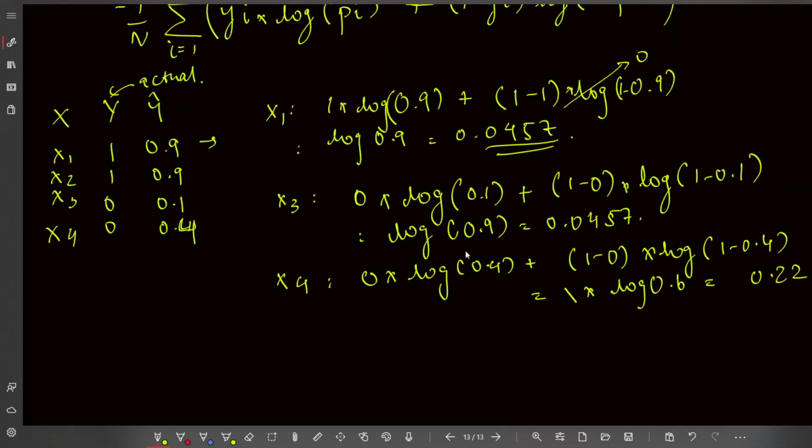Ultimately, you're going to add all these values. You get 0.0457 into 2 plus 0.22. Now, if you notice something, you'll notice that the more extreme the values are, if I take something like 0.1 or 0.9, which is closer to 0 and 1, I get a very low value for log loss. If I take something towards the middle, which is 0.4, my value for log loss increases drastically. It went from 0.0457 to 0.22, which is a very big difference.